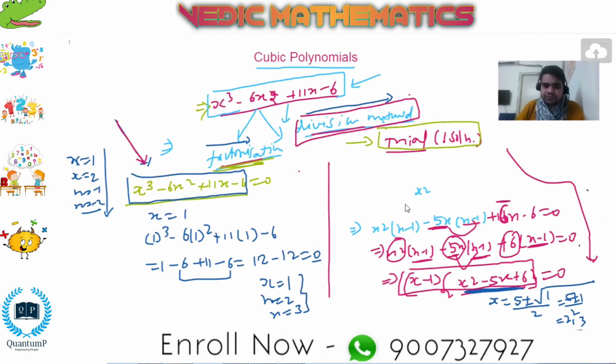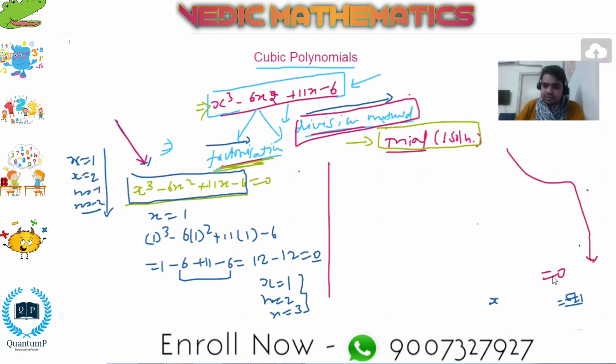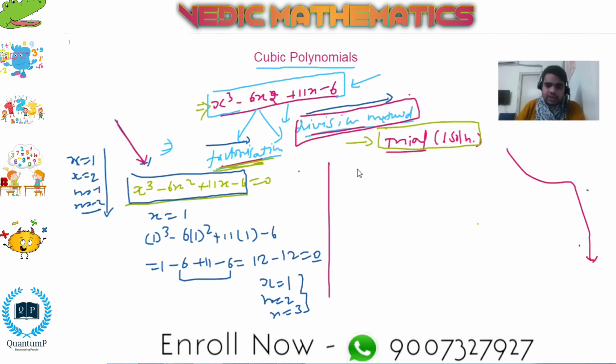The cubic polynomial is a very important aspect, because a lot of questions come in the SAT exam as well as in CAT and other competitive exams, and even school exams also, right? So let's divide this by x minus 1, because we know that x minus 1 is a factor. So it can obviously divide. You see the steps.